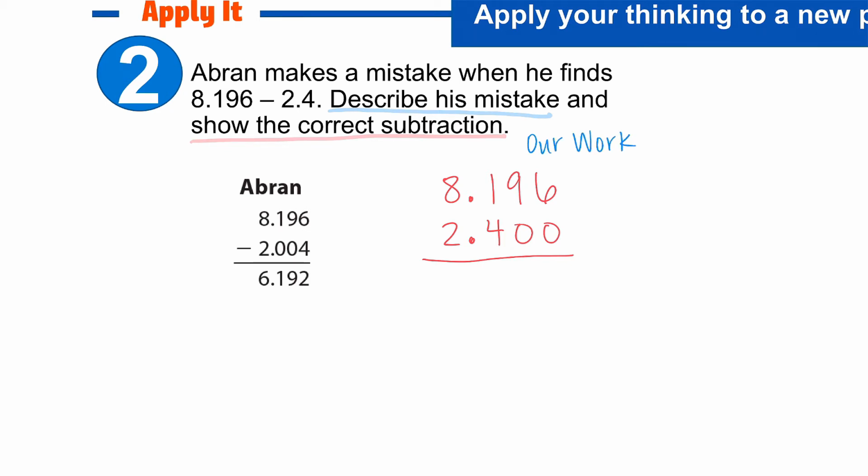Compared with Abram's. So I can see here we have this part is the same, but then when I look down here, Abram has 2.004. And I can see he made a mistake that when he was lining up the place values, he put a 0 and the 4 over here in the thousandths place. So clearly we can see what his mistake was, is that he shifted it over a couple place values. So now that we've seen that, we can go ahead and just do our subtraction.